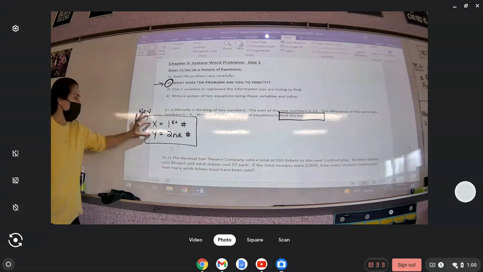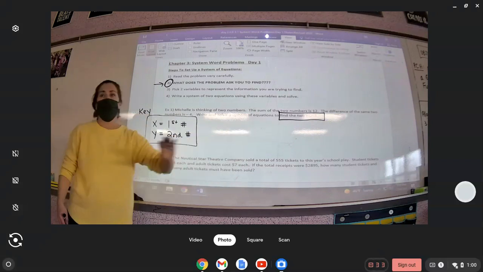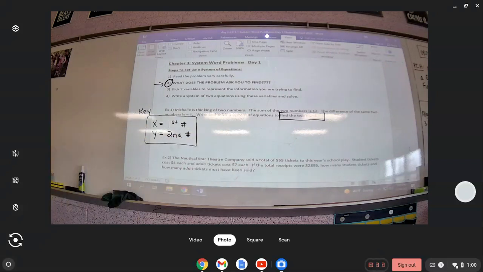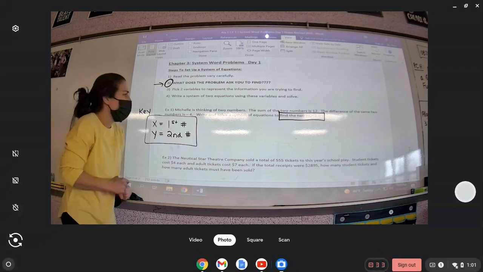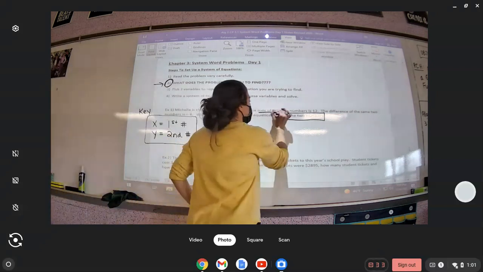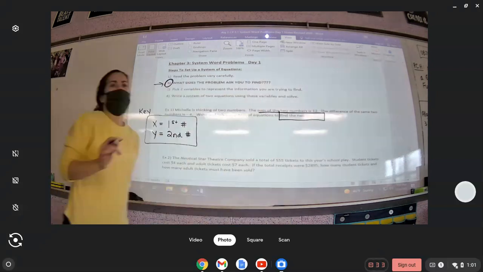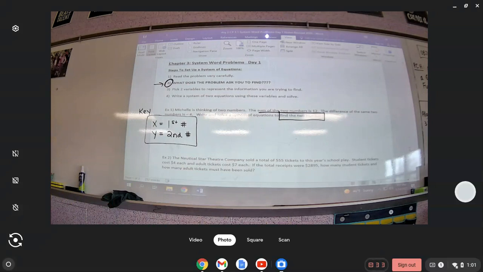All right, so now using X and Y, let's write 2 equations. So first we're going to look for 1 clue that will help us write 1 equation. Well, guys, the first clue they told us was the sum of these 2 numbers is 12. What does it mean in math for something to have a sum of something?